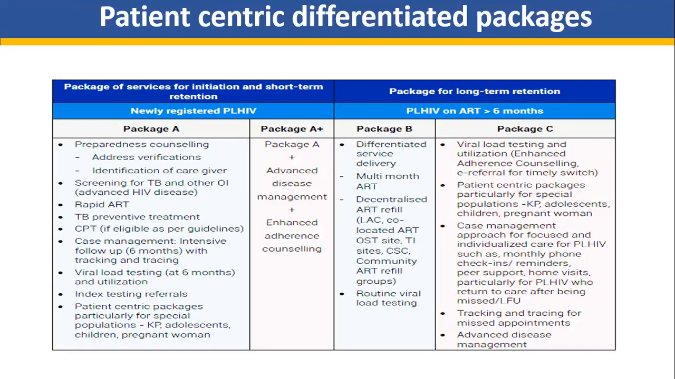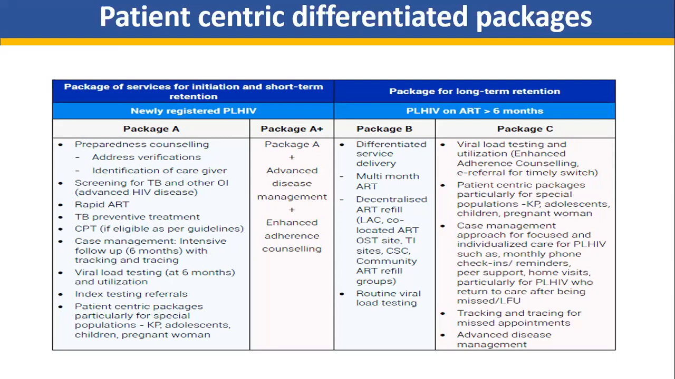So these packages: the patients who are newly initiated on antiretroviral therapy will come into the package A or package A plus services. This is based on whether the patient has advanced disease or not. We are going to provide the patient with preparedness counseling, screen for OIs and tuberculosis, and after ruling out, start the rapid ART, also providing prophylaxis therapy for tuberculosis and other opportunistic infections. Viral load will be done at 6 month intervals.